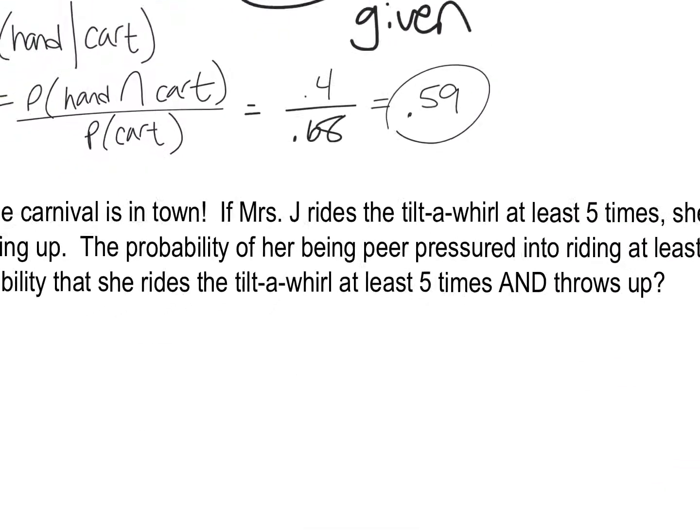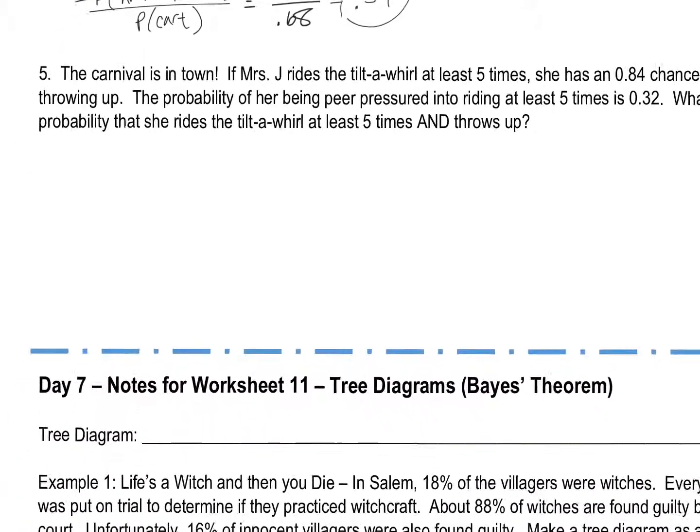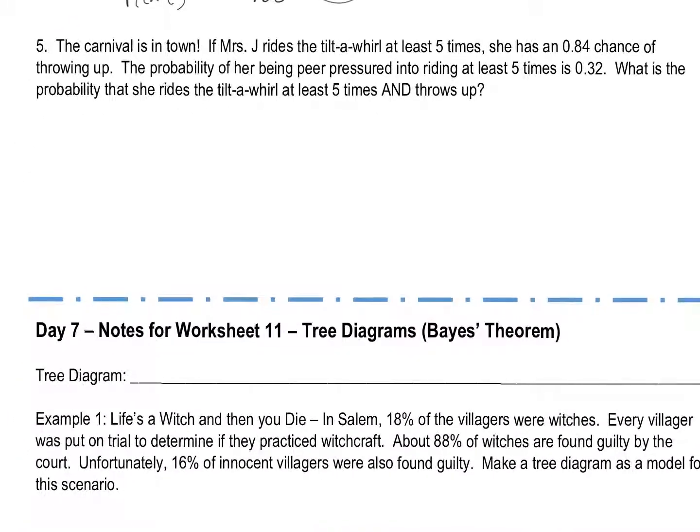Okay, we've got one more. The carnival is in town. My God, this is so much of a true story. If I ride a stupid tilt-a-whirl, I will throw up. If I ride it at least 5 times, there's a chance I'm going to throw up. The probability of me being peer pressured into riding it at least 5 times, dang it, I need to be stronger, is 0.32. What's the probability I ride the tilt-a-whirl at least 5 times and throw up?